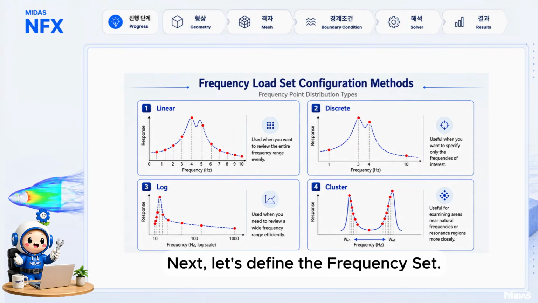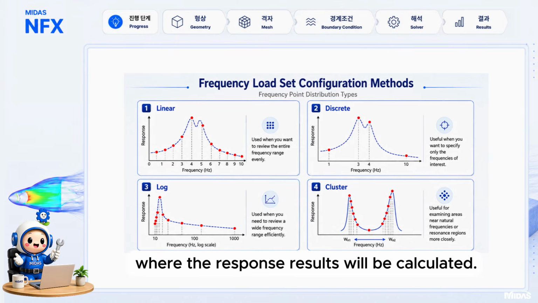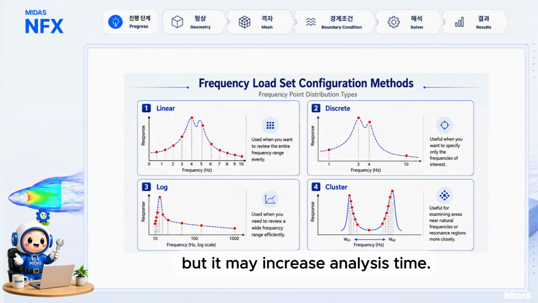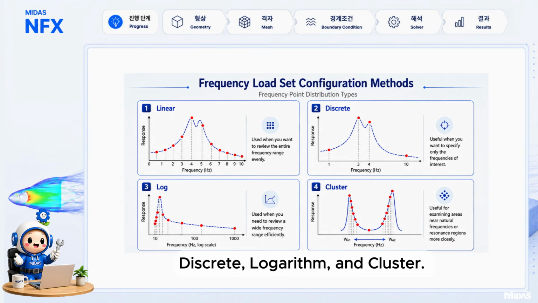Next, let's define the frequency set. The frequency set defines the frequency points where the response results will be calculated. A denser frequency set reduces the chance of missing peak responses, but it may increase analysis time. The frequency set includes options such as linear, discrete, logarithm, and cluster. Select the appropriate method based on the analysis purpose and frequency range of interest.